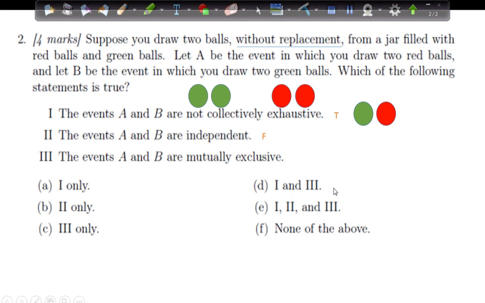The events A and B are mutually exclusive, as explained earlier, because they do not have any outcomes in common. Hence, the answer is D.